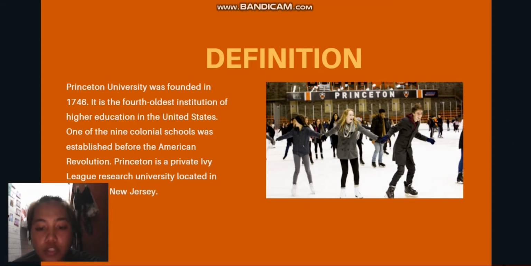For the definition, in 1746, Princeton University was established. It is the United States' fourth oldest higher education institution. Before the American Revolution, it was one of the nine colonial schools founded. Princeton is a Princeton, New Jersey based private Ivy League research institution.